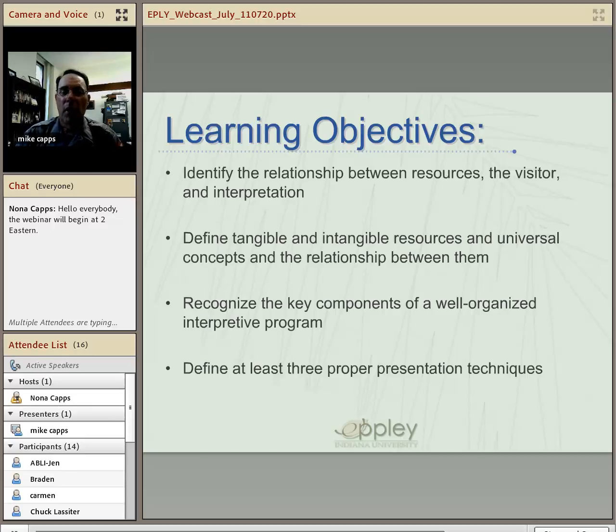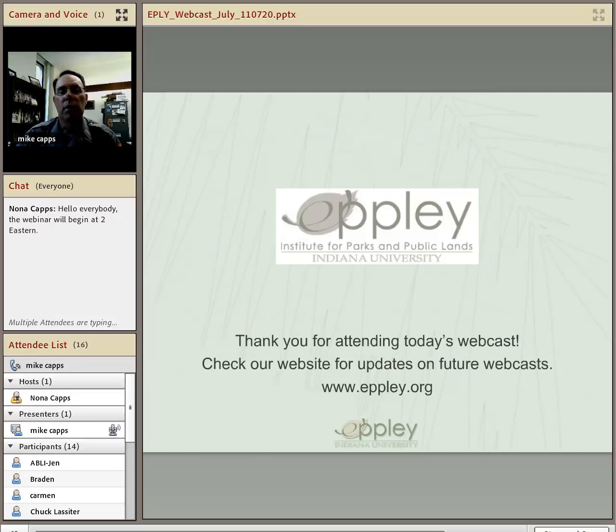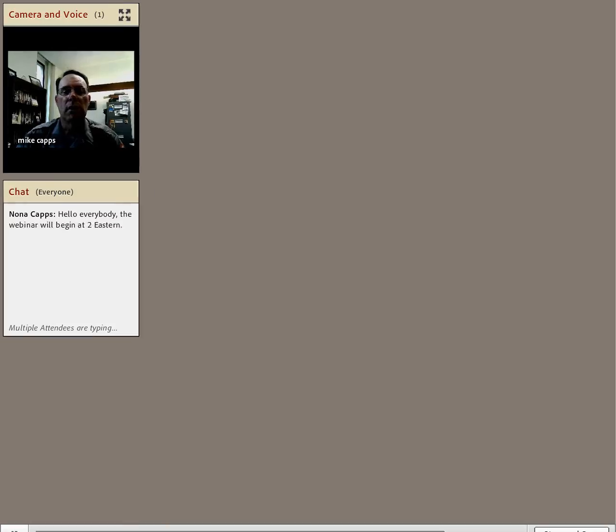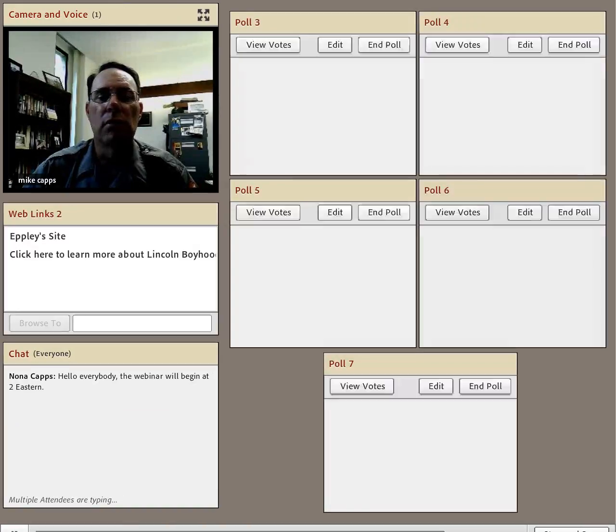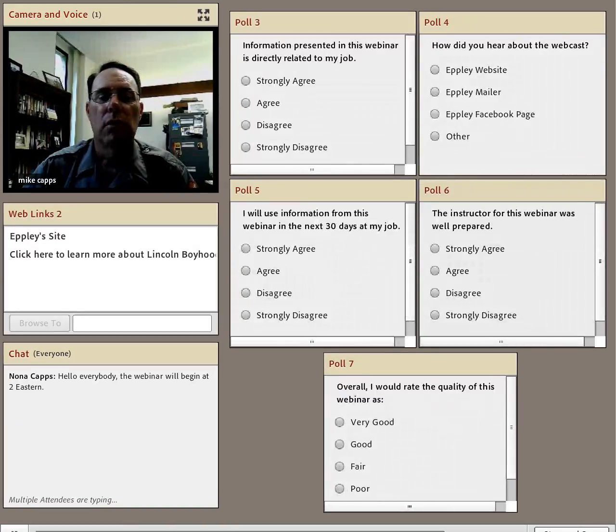So that's a real quick overview of some things to think about when putting together an interpretive program. Hopefully, we've achieved some of these objectives that we had here this afternoon of looking at the resource, the visitor, interpretation, discussing the relationship, how tangibles, intangibles, universals work together.